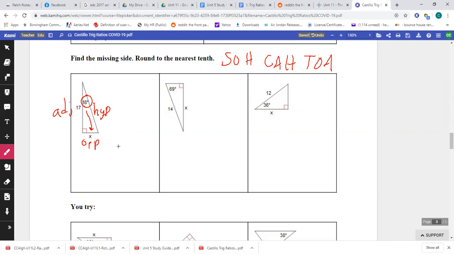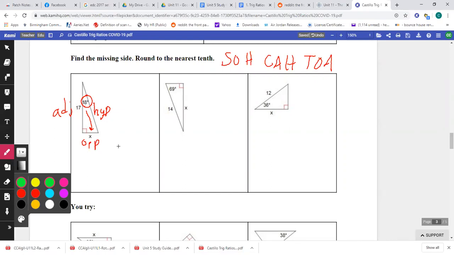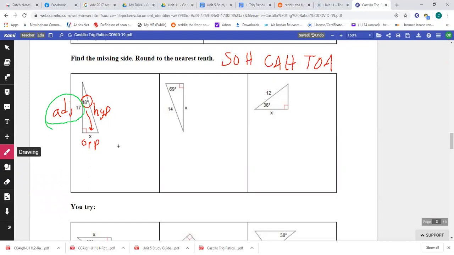Now, the next step is to identify the given and what you're looking for. The given is the 17. That's your adjacent. What you're looking for is the x. That's your opposite. Once you identify the thing you're looking for and the thing you're given, you go back to Sohcahtoa. Here you see that I'm looking for my opposite and I'm given my adjacent.